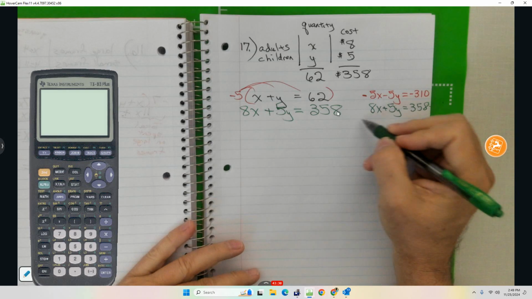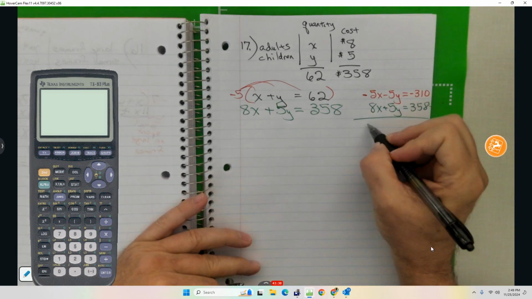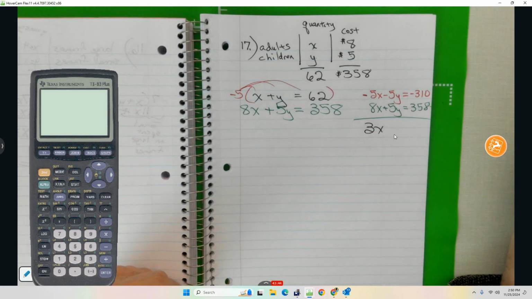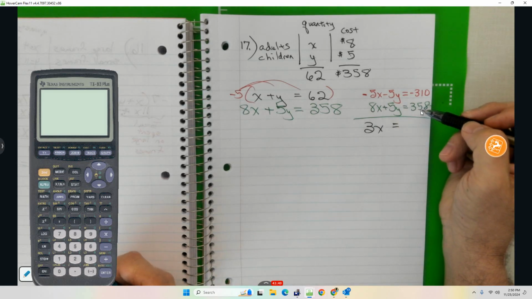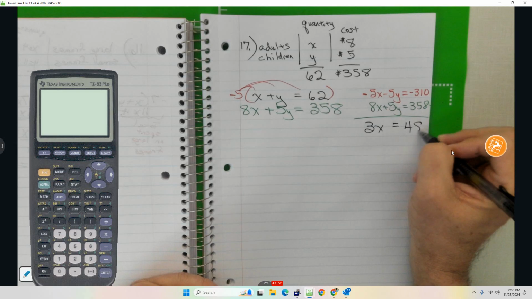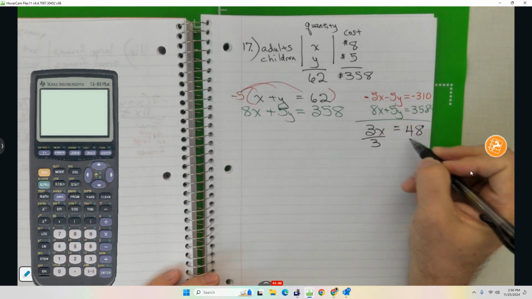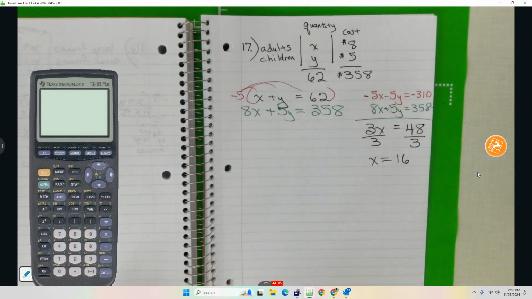We add the two equations together. What's that going to give us? Okay, negative 5x plus 8x. That gives me the 3x. What happens to the y's when you add them? They cancel out. Let's see if I can do this correctly. Negative 310 plus 358 gives me a positive 48. And then we divide by 3 to give us x equals 16 adult tickets. There were 16 adult tickets sold.